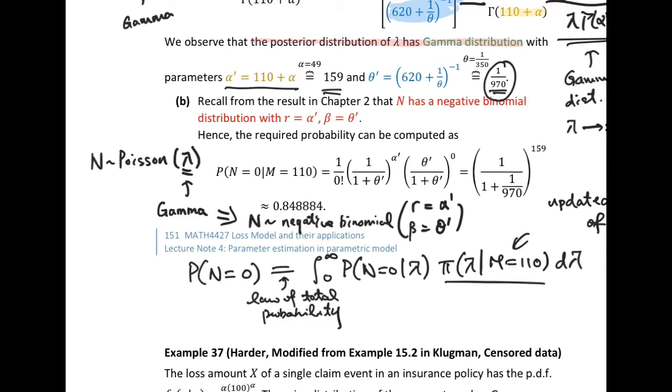Once you have this, you can use the given table to check the PDF of your negative binomial and get the final answer. I guess this is just a kind of accounting exercise, so I will leave you to do it carefully by yourself. You will find that the final answer will be around 84.89% as your final probability. So this is example 36.